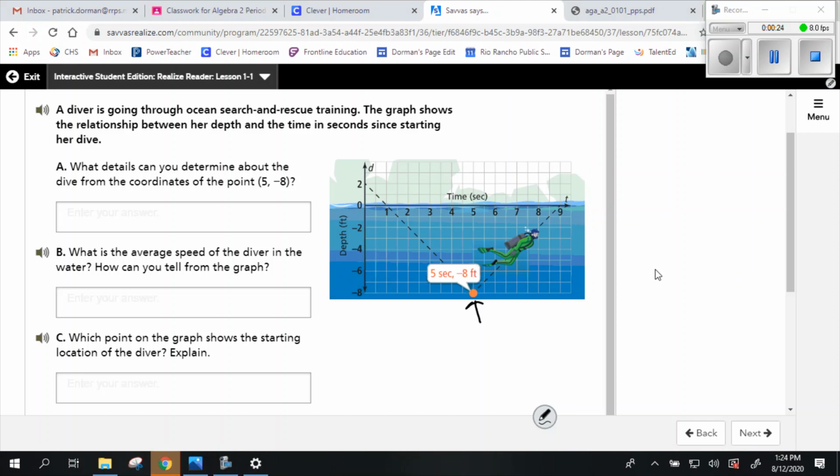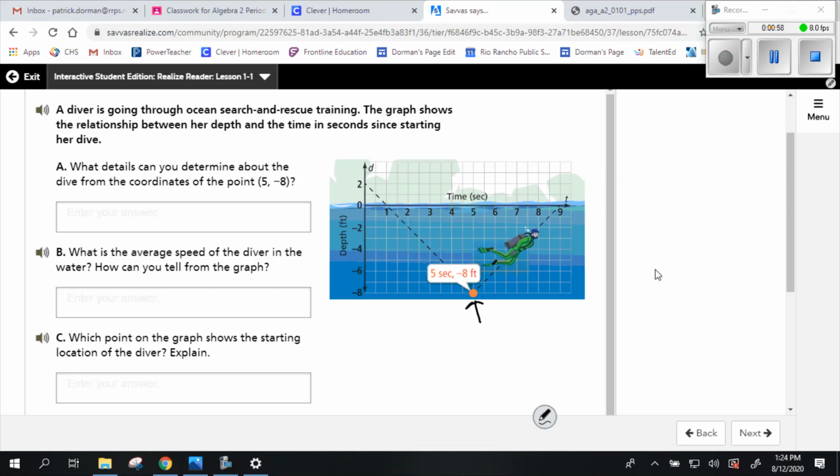Well, we can determine that it had a maximum depth of 8 feet. And that's kind of the lowest that that person is diving as well. We can also see that that's the point where the person went from descending or going down into the water to where they started to ascend and go towards the surface.